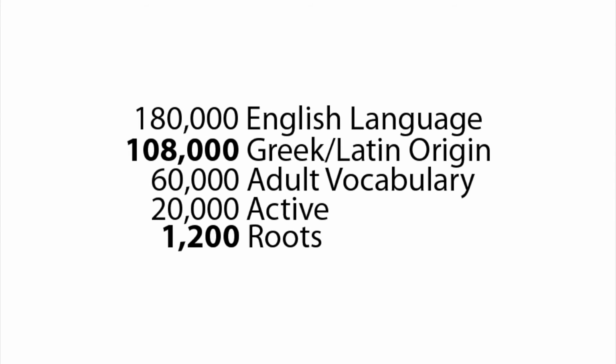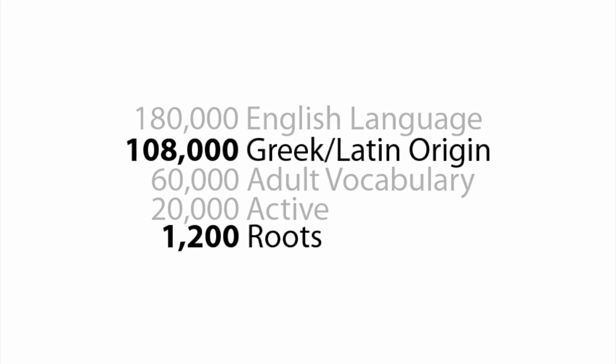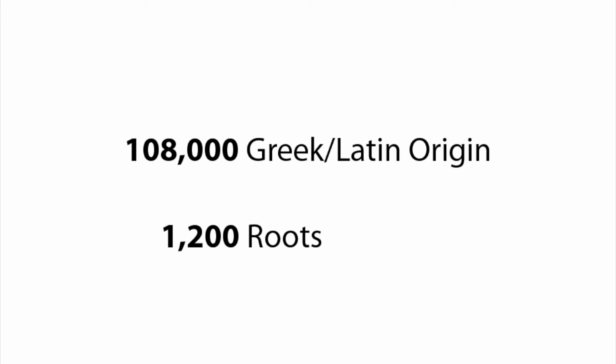Let's look at a few numbers. You have 180,000 words in the English language. Of those, you have about 60% or 108,000 that are from Greek and Latin origin. 60,000 words are in the adult vocabulary on average, and out of that 60,000, about 20,000 are in their active vocabulary. So let's take out the key numbers. You have 108,000 words that are from Greek and Latin origin that come from about 1,200 roots.